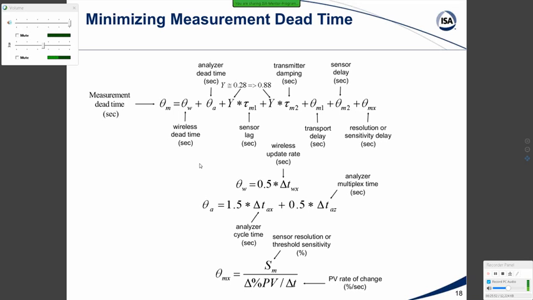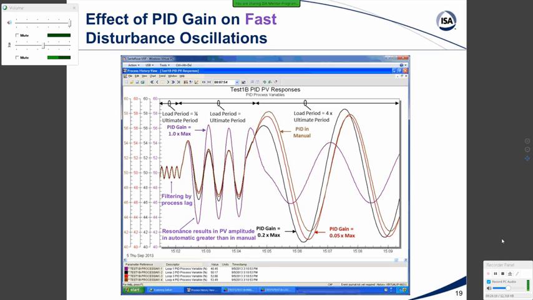It's not so much that you can accurately predict the dead time from these equations as that they tell you where the dead time is coming from, and you get maybe an order of magnitude and what you should be doing to minimize that. The toughest one to deal with, of course, is the sensor resolution or threshold sensitivity limit, because it depends upon the PV rate of change. How long does it take to get through that resolution or threshold sensitivity limit?